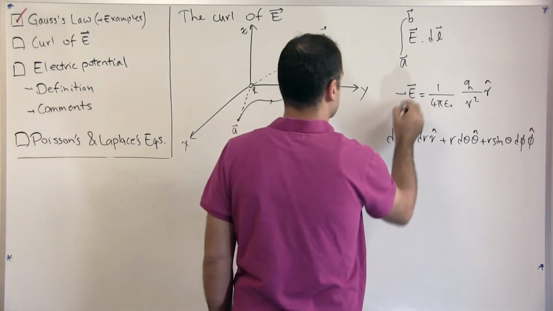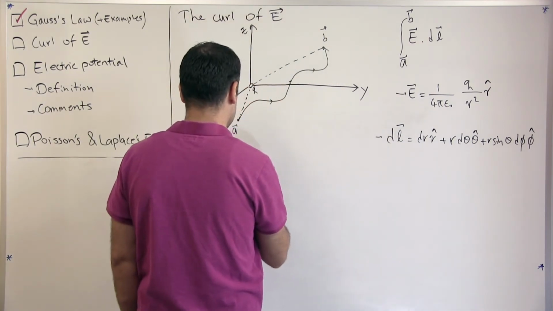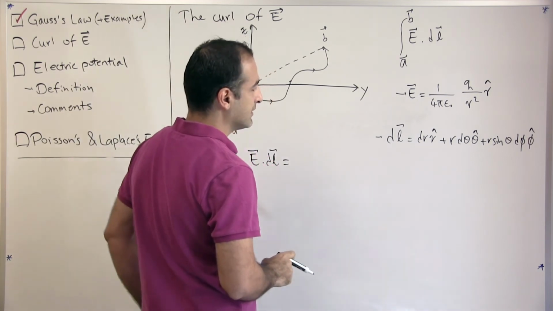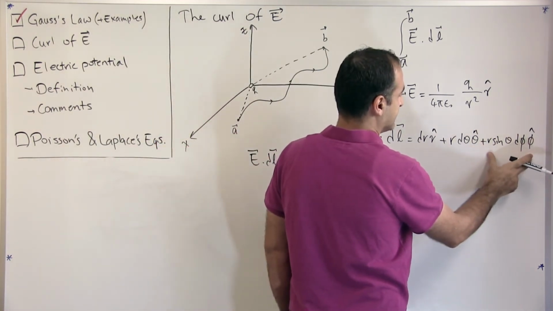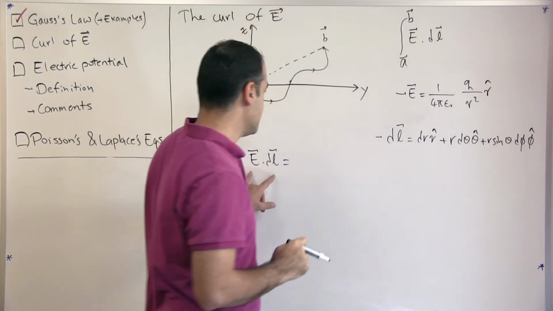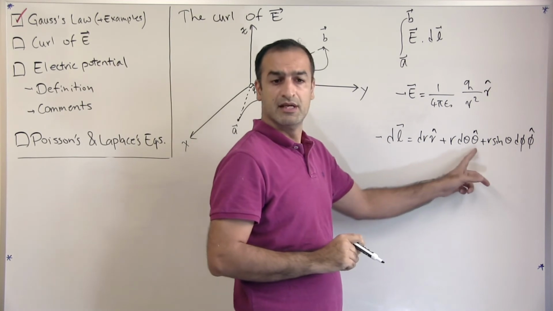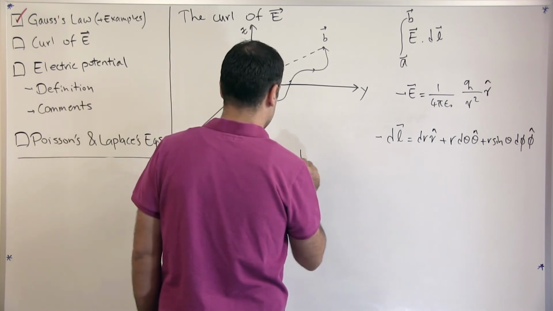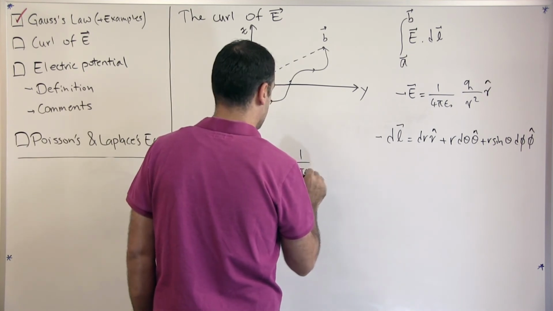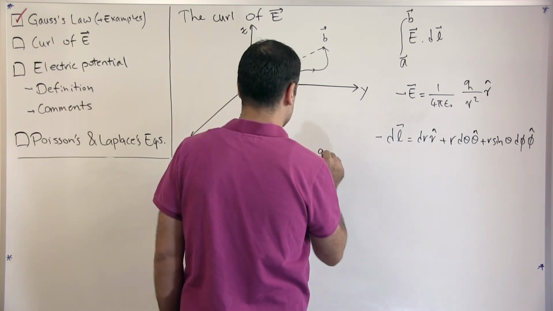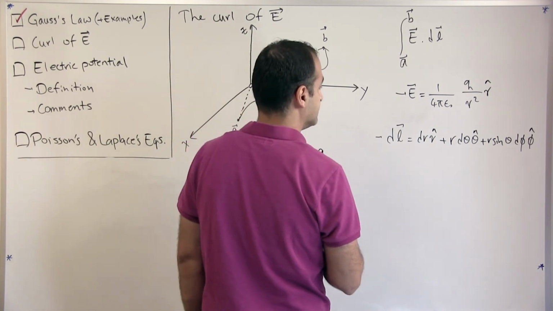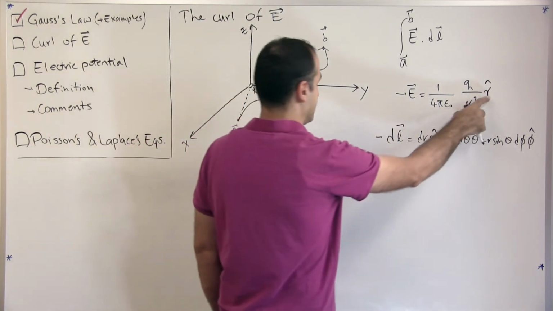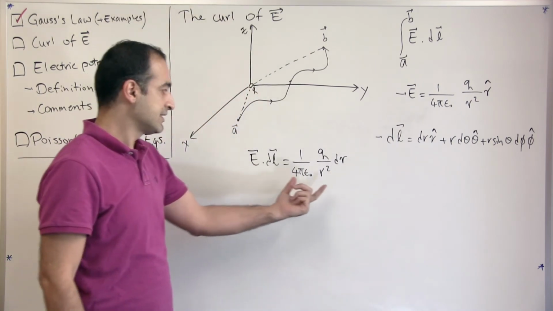So with these two, E dot dl: if we do the dot product, the second and third terms are not in the direction of r hat, so the last two terms don't contribute. Only the first term is important, and from that we get 1 over 4 pi epsilon 0, q over r squared, times dr, and r hat dot r hat is only 1. So this dot product gives us a scalar like this.